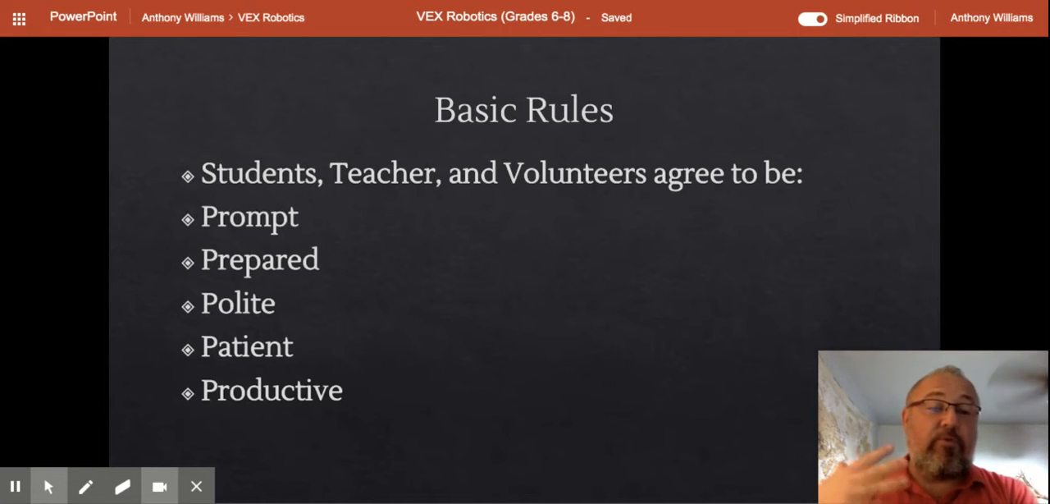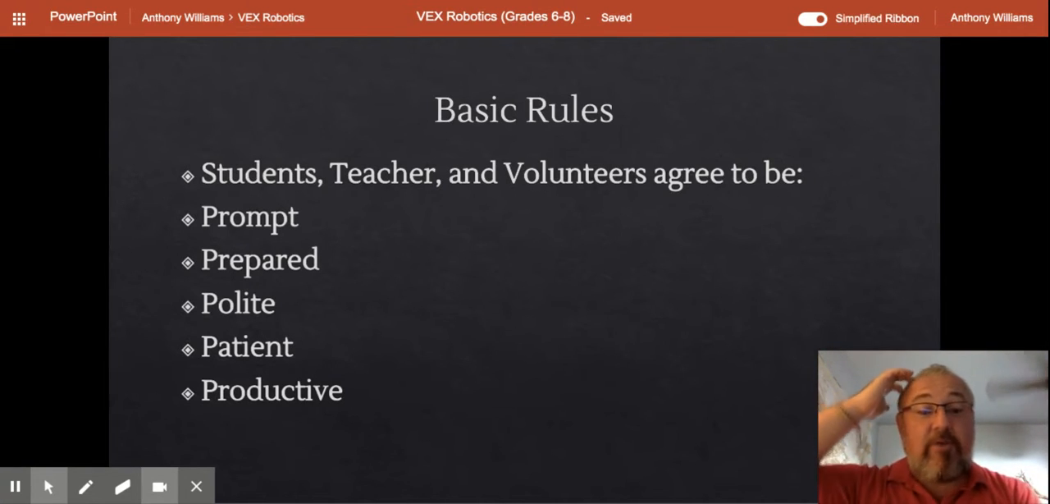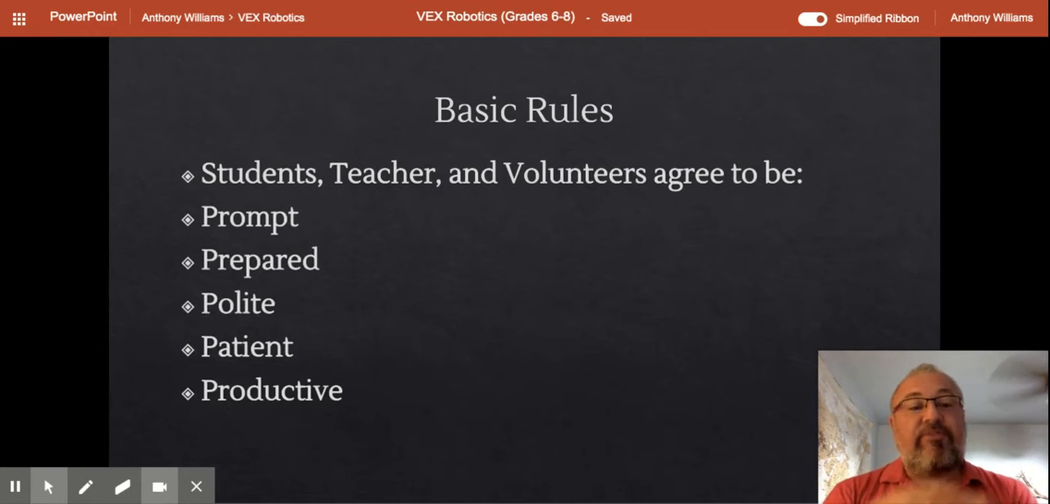One of the things I do when I first start off is ask, what does it mean to be prompt? Let's describe what promptness is. Why should we be prompt? What does it mean when we're prompt? How does that respect others? How does that make sure we get things done? So we talk about those things throughout the year and throughout the lessons, and remind them.